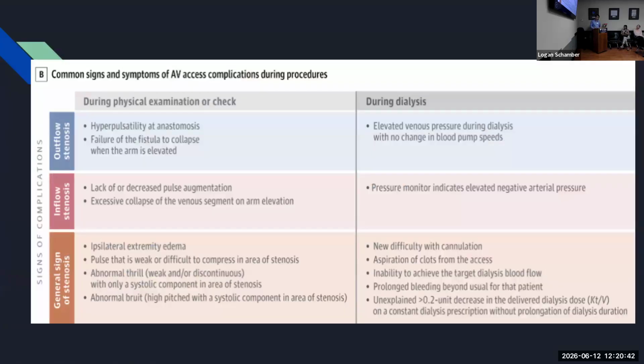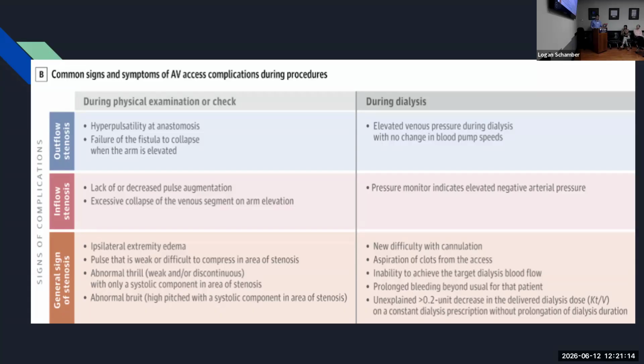Now, this is a table that just reviews different physical exam findings that we could find on exam prior to dialysis as well as during dialysis. And so I thought this was a great chart that would highlight these points. Outflow stenosis is typically characterized by hyperpulsatility at the anastomosis. And then when you do the arm elevation test, there'd be failure of the fistula to collapse when the arm is elevated above the heart. Now, during dialysis, we can often see elevated venous pressures with no change in blood pump speeds.